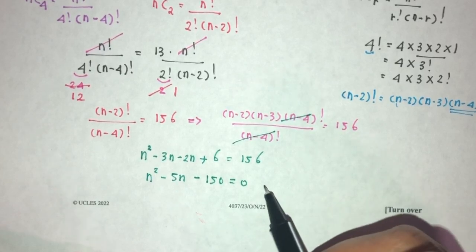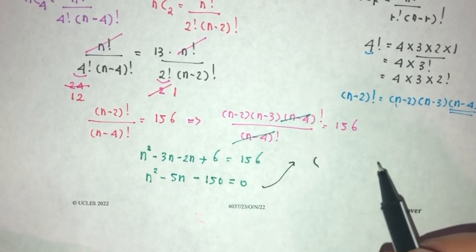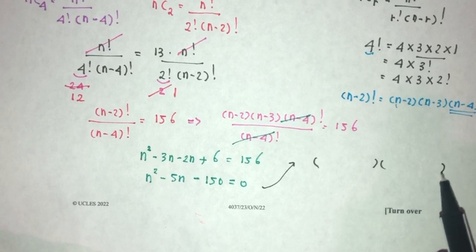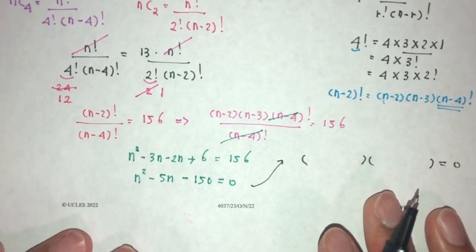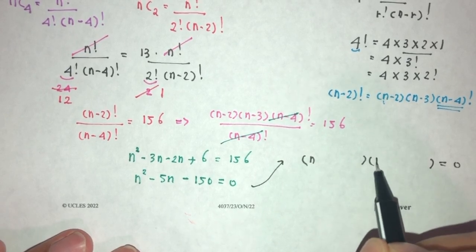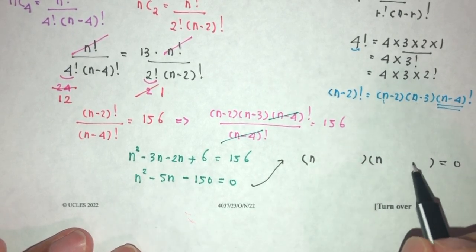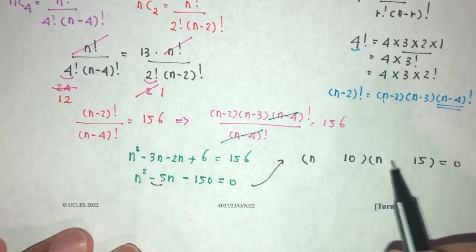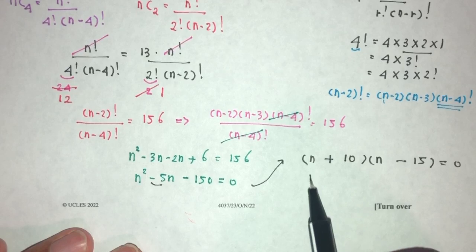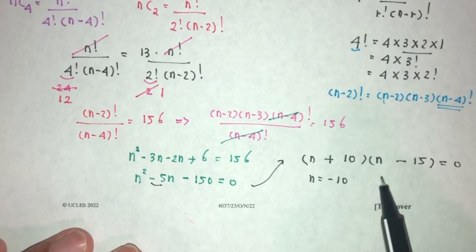Now you can try to solve using factorization. That should be factorized, or you can use your formula, but because it is always a quadratic equation, you can use a formula if you want to. N squared is n times n. 150 is 15 times 10. To get minus 5, I have to have minus 15 plus 10. So n will be minus 10, or n will be the value of 15.